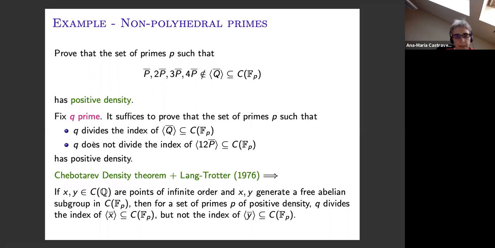So Lang-Trotter gives you exactly a condition that this happens, that Q divides the index of a subgroup generated by one point and doesn't divide the index of a subgroup generated by another point. It can be formulated like this: if you have 2 points, both of infinite order, which generate a free abelian subgroup, I think this is a typo, this should be a C of Q, sorry, then you have a set of primes of positive density such that Q divides the index of the subgroup generated by the reduction of one of the points, but not the index of the subgroup generated by the other.